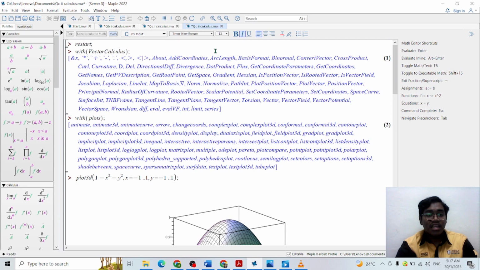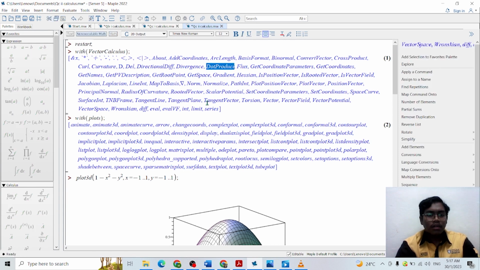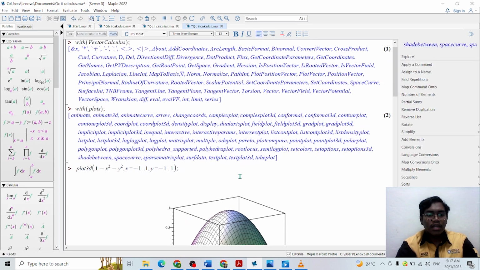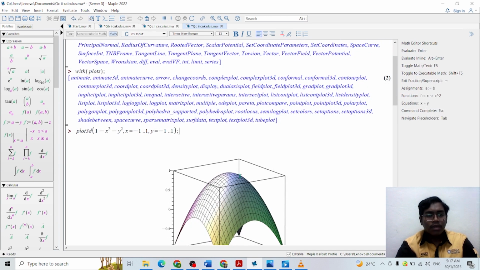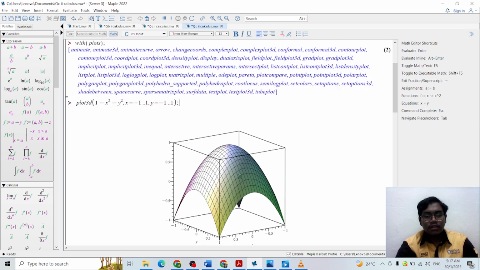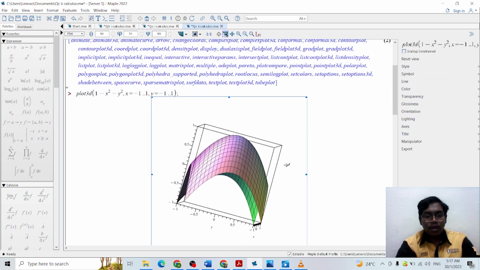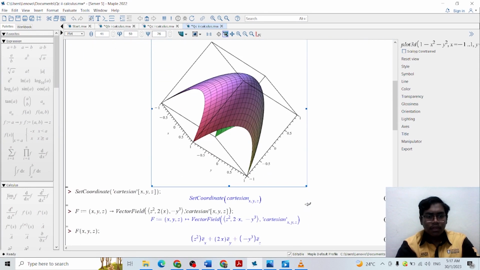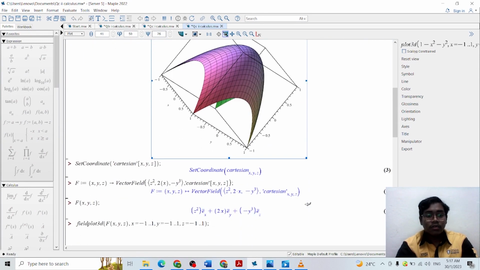Next for the right hand side, first we call restart to clear the previous memory. Then we call the VectorCalculus package, from which we will use the dot product. Then we call the plots package, of which we use the fieldplot3d. Then the 3D graph for z equal to 1 minus x squared minus y squared is this graph. As you can see from the software, we can see the scale of the graph. Then we set the coordinates to Cartesian x, y, z.